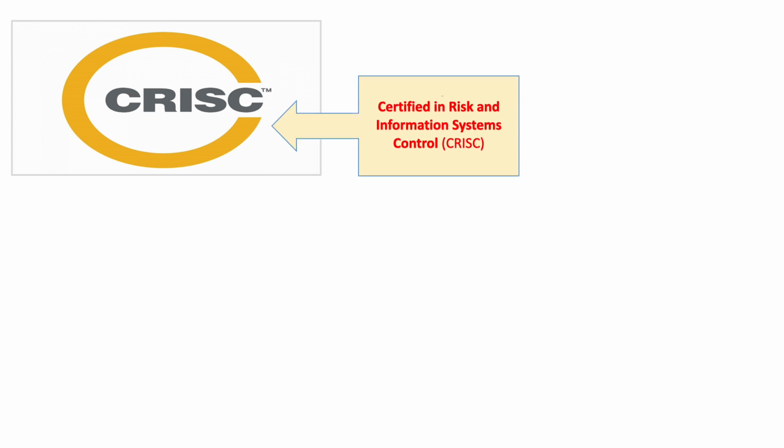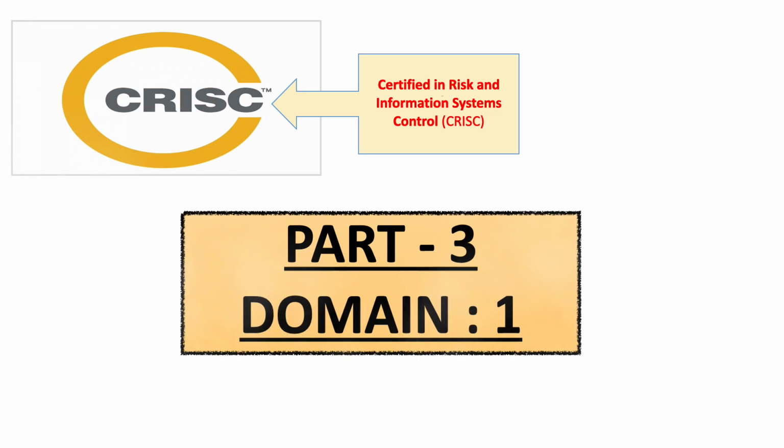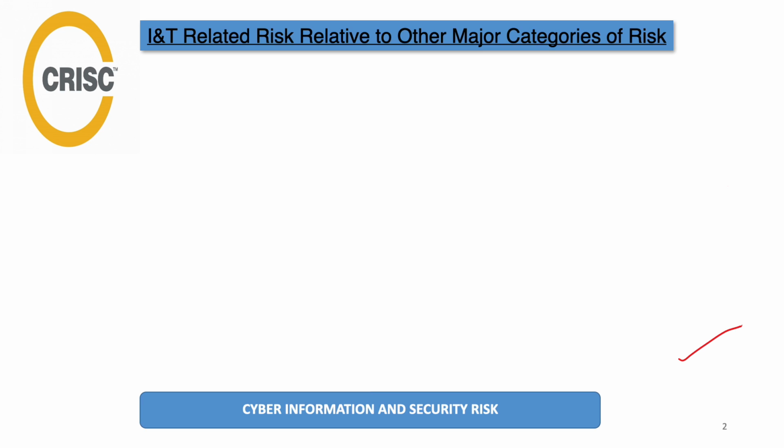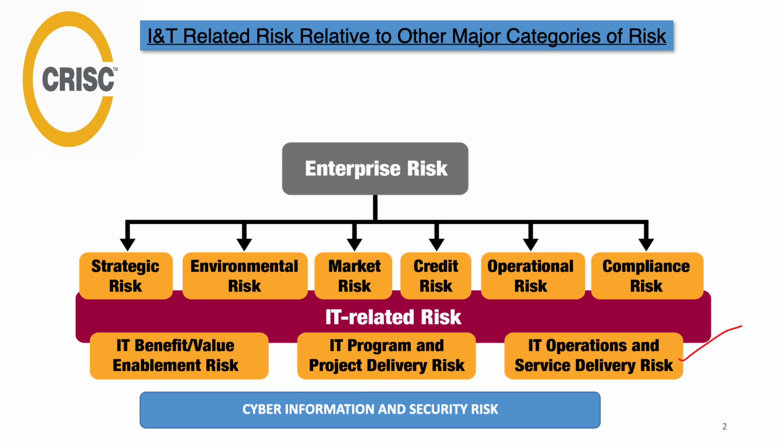Welcome gentlemen, welcome to our new series of lectures on the CRISC, that is Certified in Risk and Information Systems Control, Part 3, Domain 1. In this we'll be discussing some IT-related risk relative to other major categories. It is a continuation of Domain 1. So first we'll be discussing enterprise risk and IT-related risk.